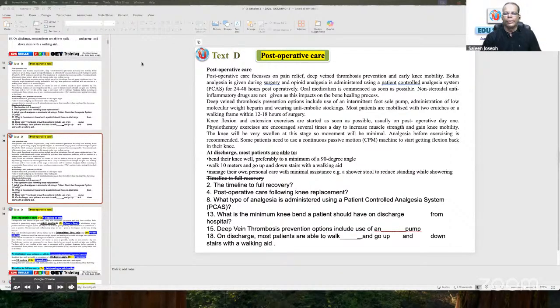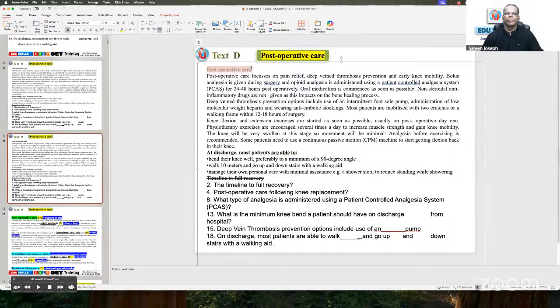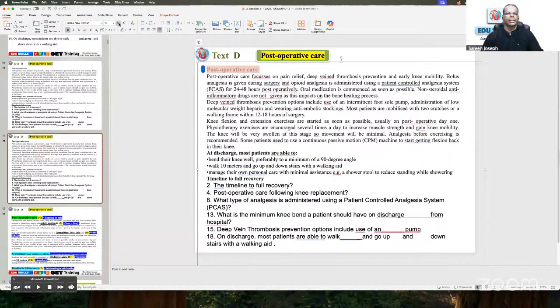Now tell me, what are the things that you have to look into here when we skim this part? Headings, subheadings. Okay, headings. We will highlight the heading, post-operative care. Already I have highlighted and written it there. What are the subheadings? At discharge. Okay.